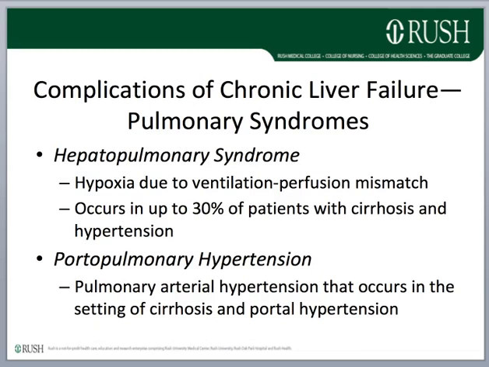And there's a couple pulmonary syndromes that are also associated with chronic liver failure. One is hepatopulmonary syndrome, in which patients have progressive hypoxia due to ventilation perfusion mismatch. This is actually a fairly common complication seen in up to 30% of patients with cirrhosis and portal hypertension. The pathogenesis is unknown. Similarly, portopulmonary hypertension can be seen. This is pulmonary arterial hypertension that occurs in the setting of cirrhosis and portal hypertension. Again, the pathogenesis of this is also unknown.